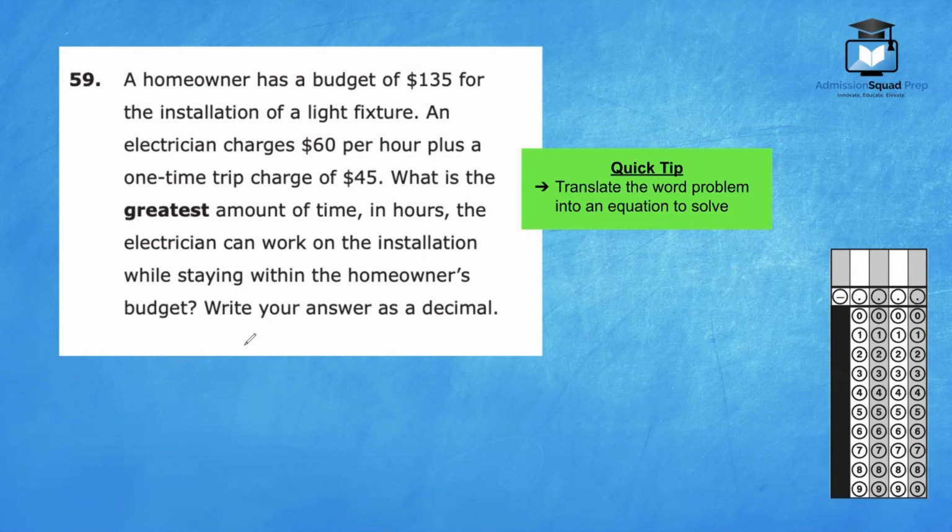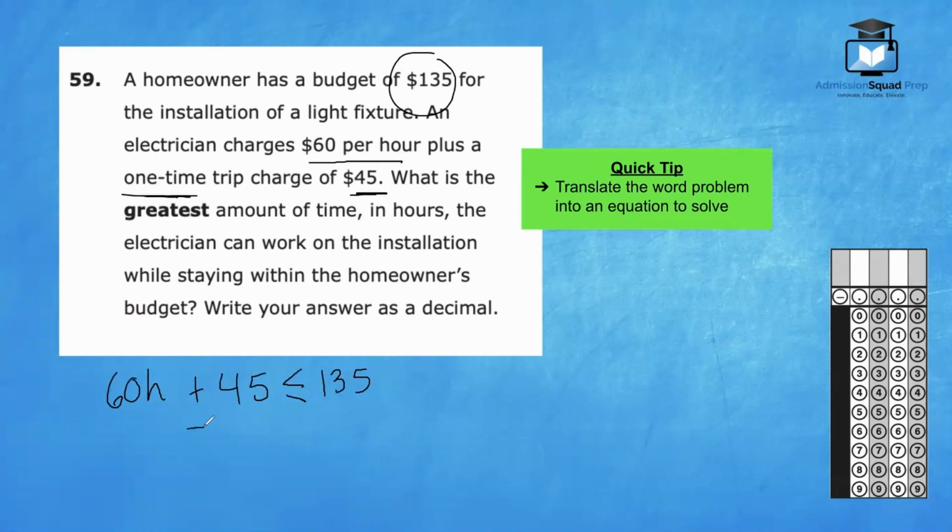We will set up an equation to solve the problem. Since the budget is $135, that means we have to come in at less than or equal to $135. We also know that the cost is $60 per hour. So let's say that's 60 times H. And then there's a one-time trip charge of $45. So that's happening only one time. Consider this a linear equation. We have 60H plus 45 must come in at less than or equal to $135.